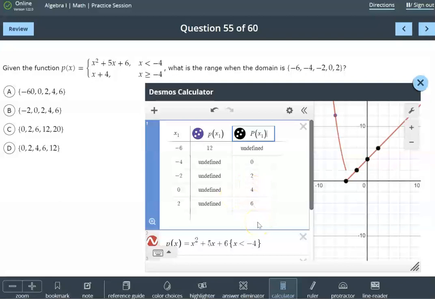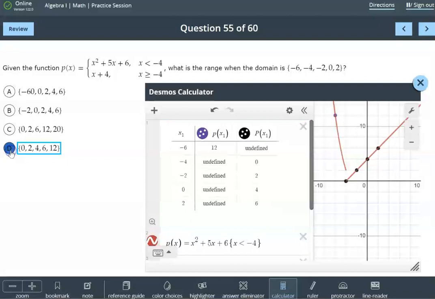So I'm looking for an output that has a 12 in it, and it looks like only two of them have a 12 in there, and then a 0, 2, 4, and a 6. So it looks like answer choice D is the only one that has exactly that output. So that is your answer.